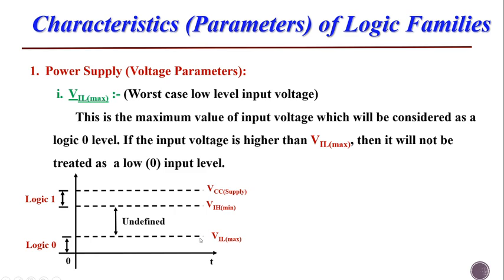This is the voltage range for the logic 0 level or a low level. So a voltage more than this VIL max will not be treated as a logic 0 input voltage, and it is undefined. Okay, so this is the range for the 0 volt. Only 0 volt will not be treated as a 0 volt. So the voltages between this range can be treated as a logic 0 volt.